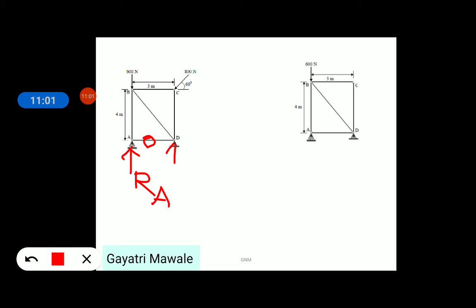If I draw FBD for this joint D, if I draw the support reactions, it will be something like this, Dx and Dy. This Dx and Dy will be balanced by forces in incline and vertical member. Okay, that's it. Only one 0 force member is there in this truss.